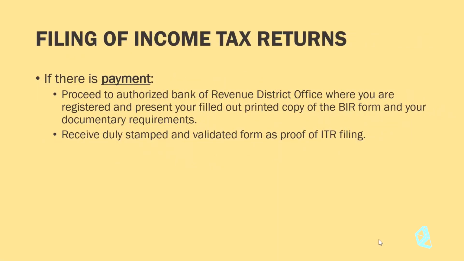So as mentioned here in this slide, you simply go to the bank authorized by the Revenue District Office and present the printed forms. Then the bank will stamp your ITR filing, indicating that the taxes have already been paid, and you have to keep this copy because this one would be used when you will be audited by the BIR.